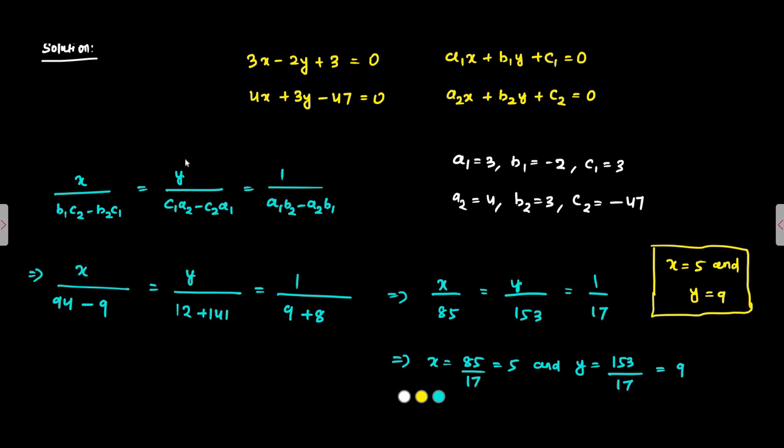So you can also go with the cross multiplication, that diagram approach also, b1 b2 c1 c2 a1 a2 b1 b2, and then do the cross multiplication. So we are doing it in alternate questions. In one question we are going with the formula, in another question we are going with the diagram. So you are clear with both the approaches. So the solution: x is equal to 5, y is equal to 9.